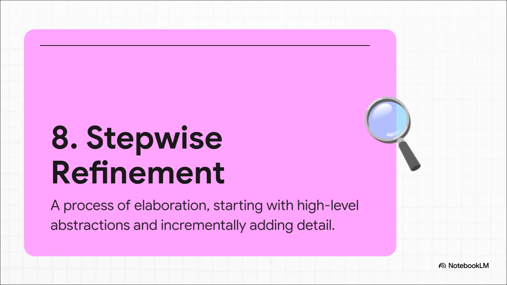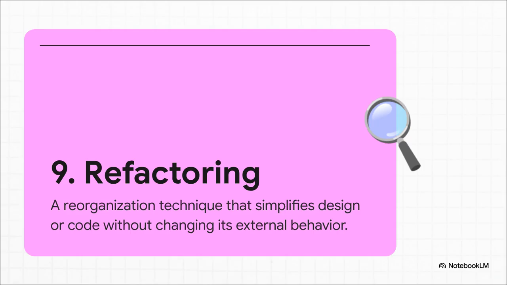So if abstraction is the what, stepwise refinement is the how. It's this disciplined process where you start with a very general, high-level idea, and then step by step, you add more and more detail until you finally have something so concrete that a programmer can just sit down and implement it. Now, refactoring is a cool one.